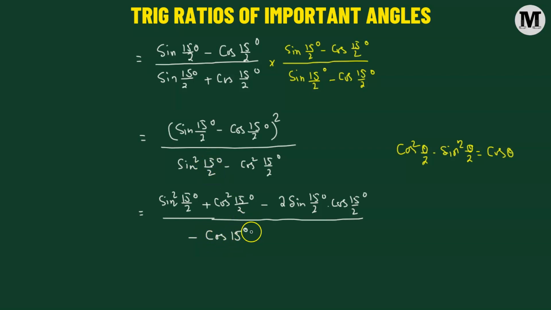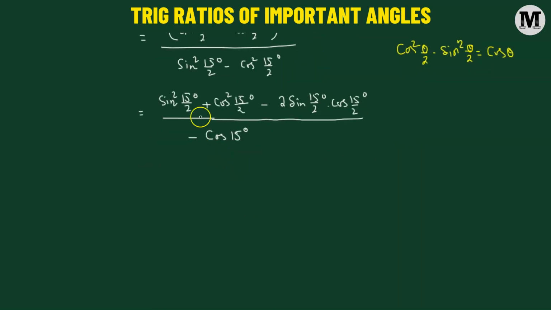So that means in the denominator, we get cosine of 15 degrees. Now, in the numerator, sine squared 15 over 2 degrees plus cosine squared 15 over 2 degrees. This is a standard identity. Its value is always going to be 1. So 1 minus. Now, this particular term is also a formula.